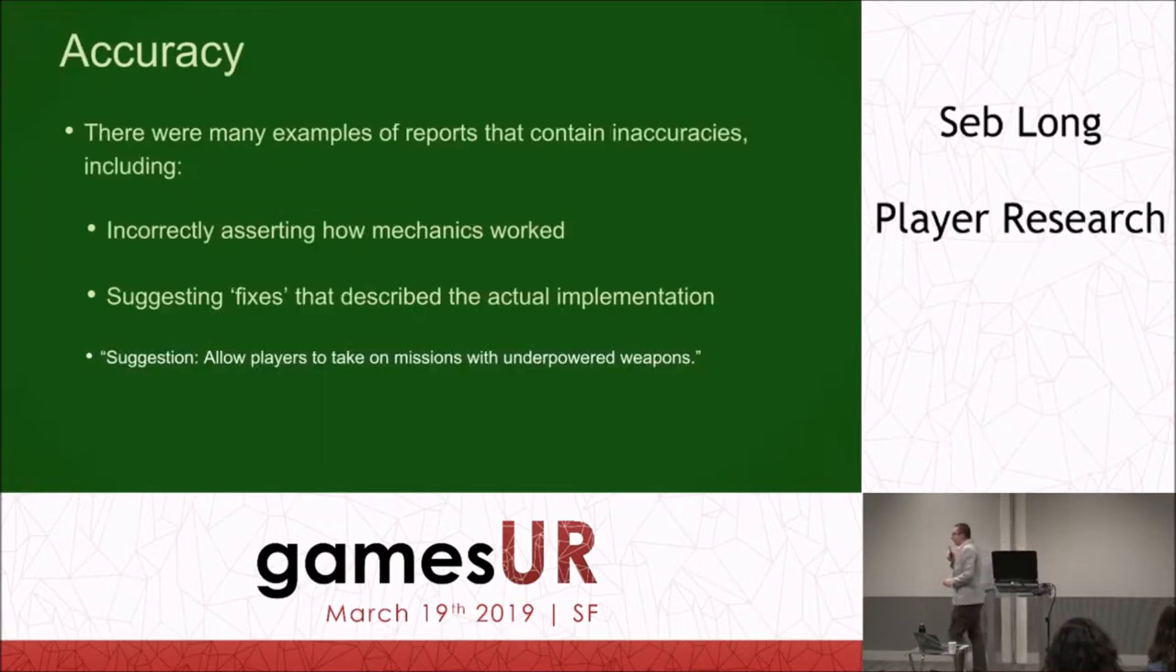Okay. Next up, accuracy. Many examples of the reports contained things that weren't true. Weird, huh? They incorrectly asserted how mechanics worked, and they suggested fixes that described the actual implementation. This is a point about thoroughness.